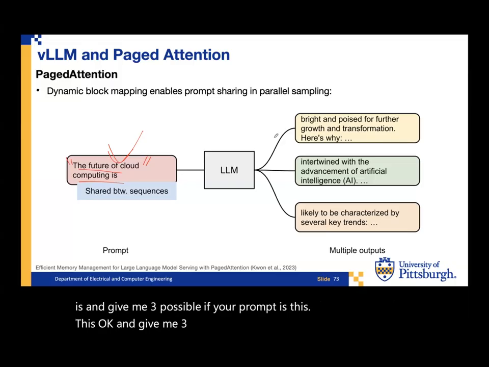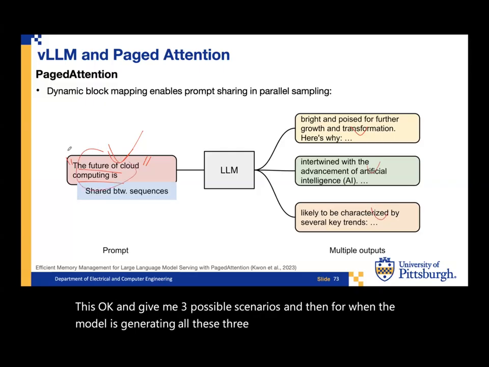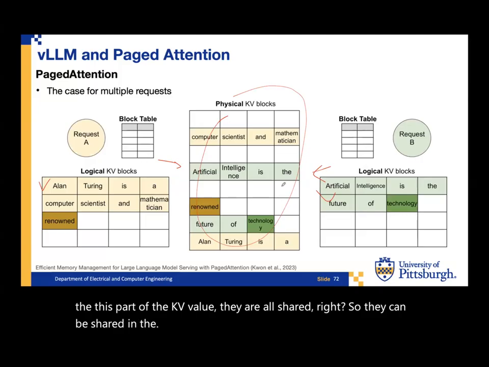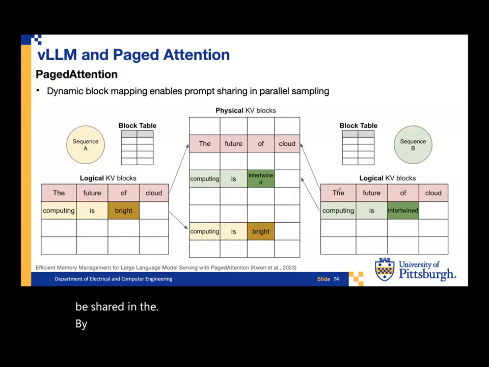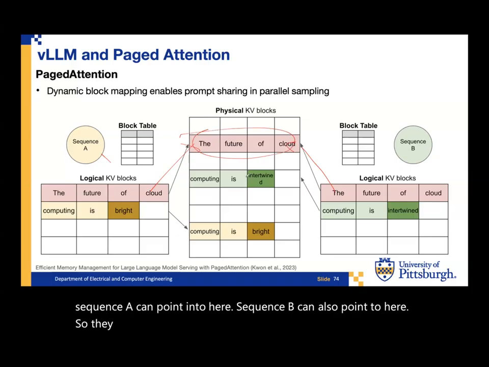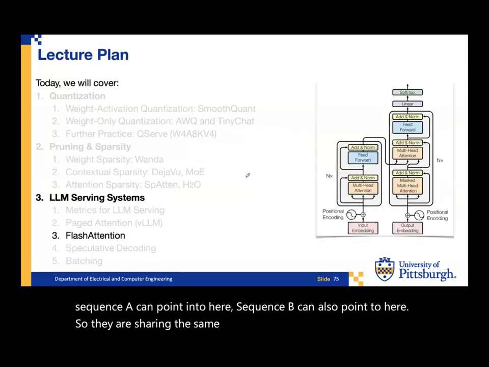When the model is generating all these three different outputs, this part of the KV value is shared, right? It can be shared by just pointing to the same memory block. See, sequence A can point to here, and sequence B can also point to here. So they are sharing the same KV block. Okay, so that's not very hard.